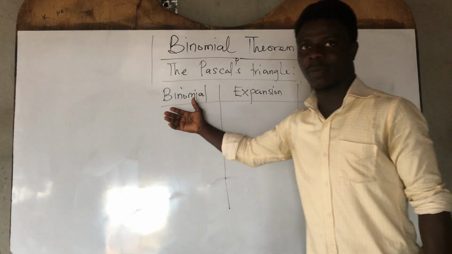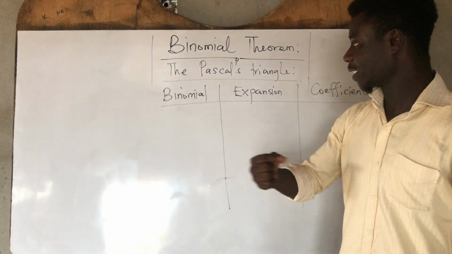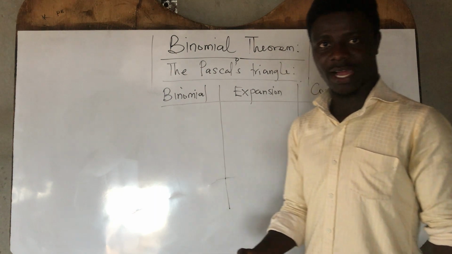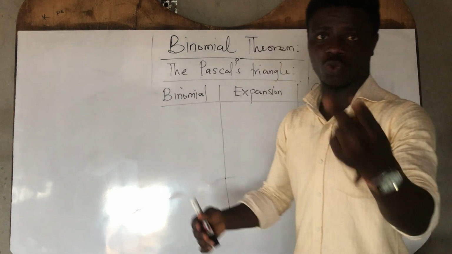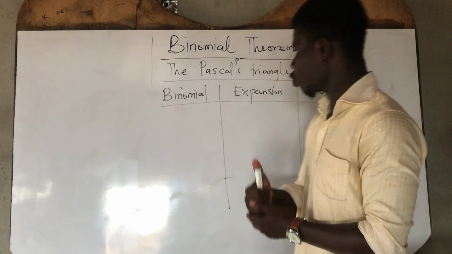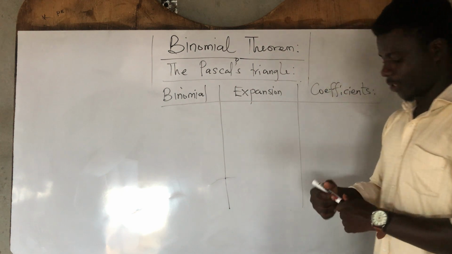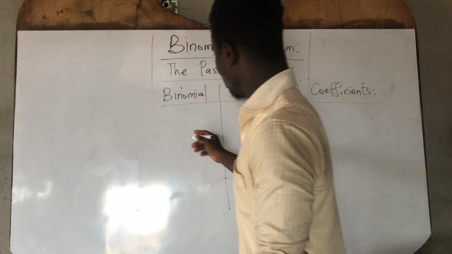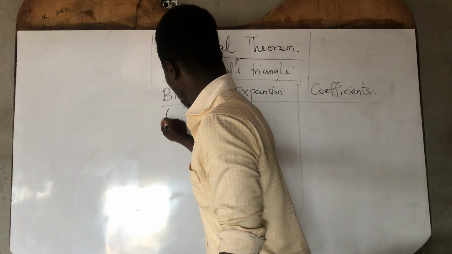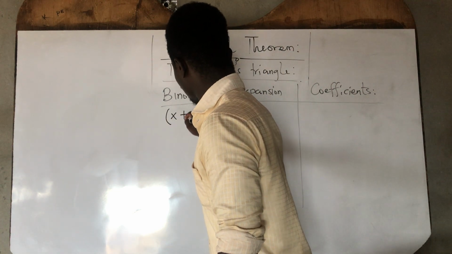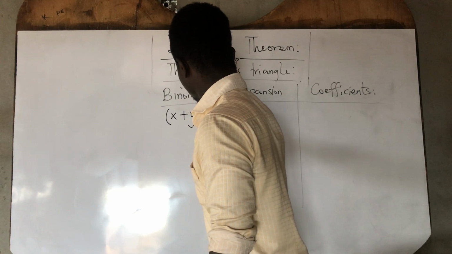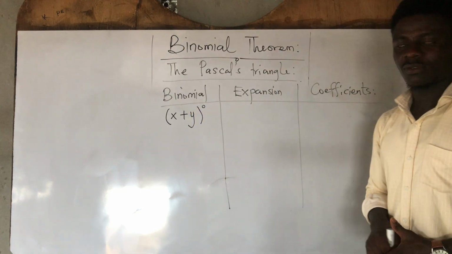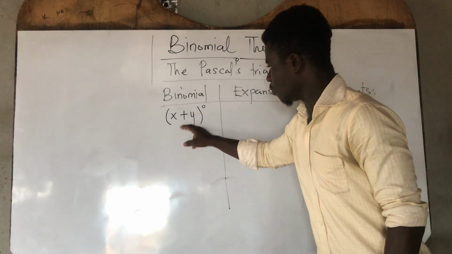I believe you know what a binomial is. It's an expression with 2 terms connected by a plus or minus sign. So we can start with the binomial. Let's say x plus y to the power 0. This one is a binomial.